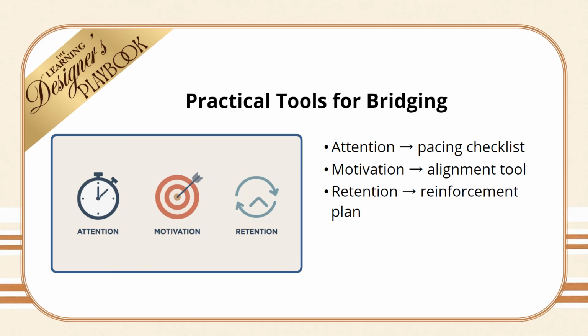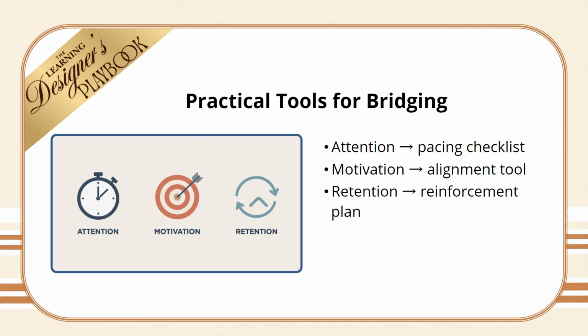To make the bridge between psychology and strategy more practical, let's look at three simple tools. First, an attention checklist. This tool reminds designers to plan pacing, insert breaks, and alternate methods every 10 to 20 minutes. Second, an alignment tool for motivation. It prompts us to ask, is this activity connected to business goals? Does it build confidence? Does it reinforce relevance?